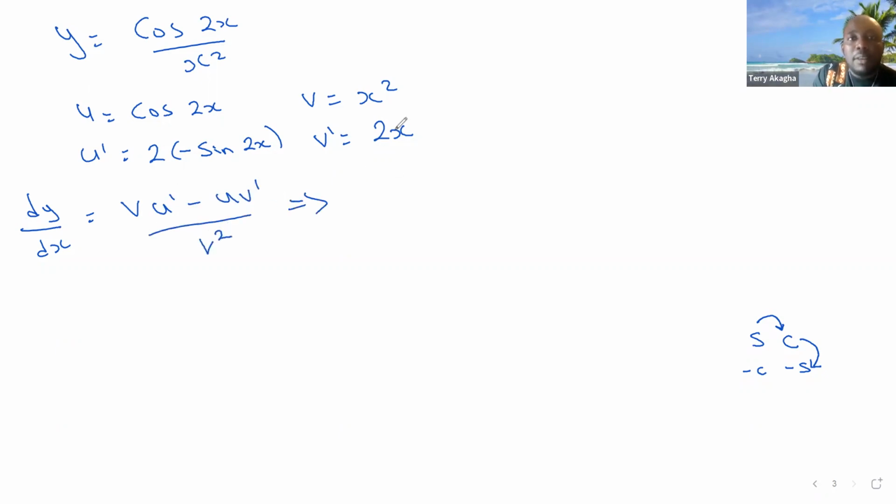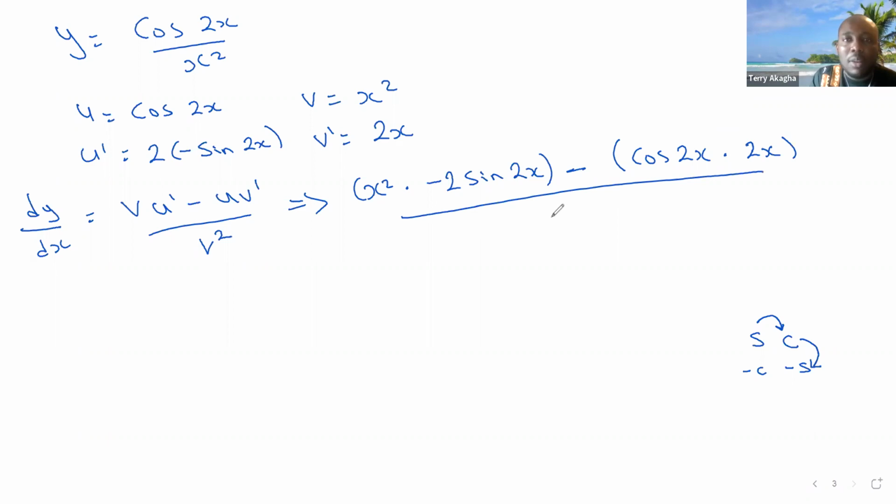So our v is going to be x squared multiplied by u prime. So this is the same thing as minus 2 sine 2x. So if you simplify this, it's going to give you minus 2 sine 2x, minus uv. The u is cos 2x multiplied by the v prime, which is 2x. So when you get that sorted, then you can divide it by x squared raised to power 2.